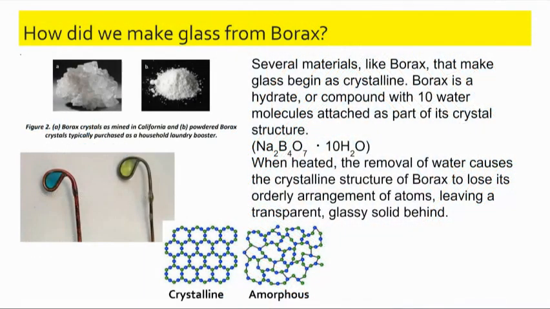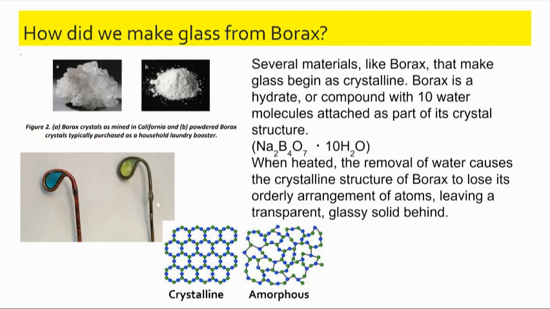So in the glass bead on a wire lab, we started out with a solid white powder, an opaque powder, borax, something that you would find in your laundry room. And borax is a hydrate, meaning it's a compound with ten water molecules attached as part of its crystal structure. When we heated it up, it became a transparent glass.